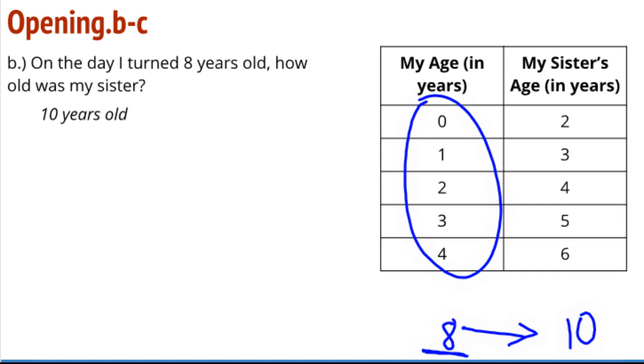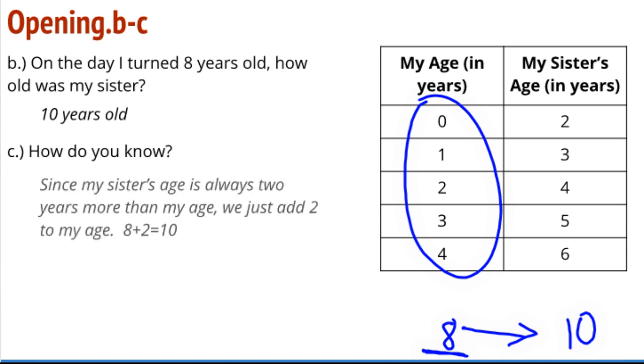Now the question is, what was our thought process to get to that conclusion? How do we know? Well, the sister's age is always 2 years more than my age. Always. And by my age, we mean our narrator. So we would take whatever the narrator's age is and we would add 2.